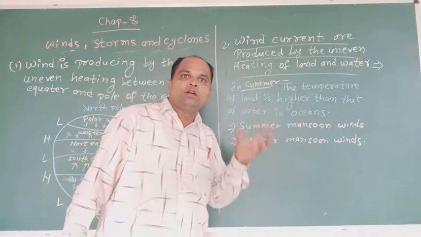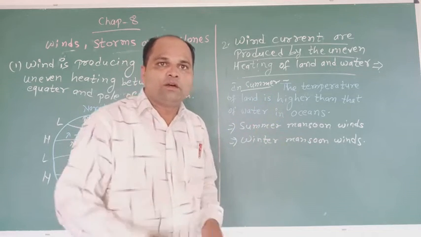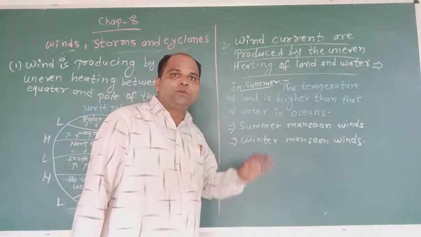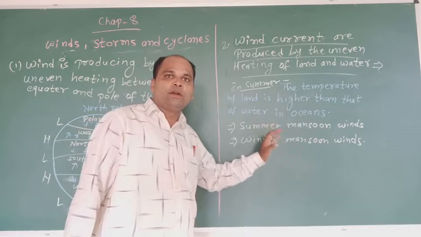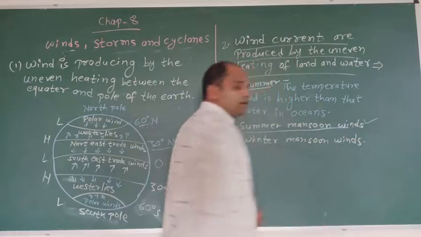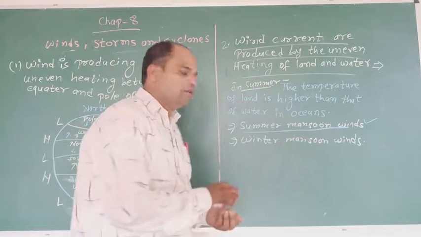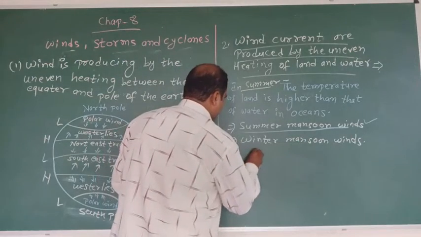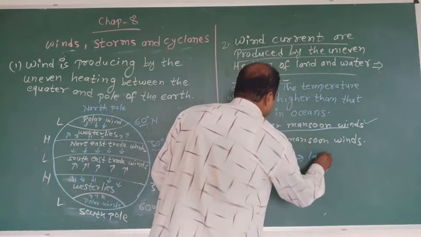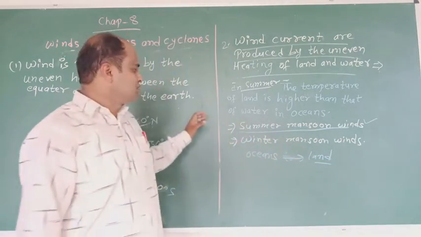This causes the cooler winds to blow from the oceans towards the land. Okay, so the winds blowing from the oceans toward the land in summer are called summer monsoon winds. That's clear. The winds blowing from the oceans toward the land in summer are called the summer monsoon.